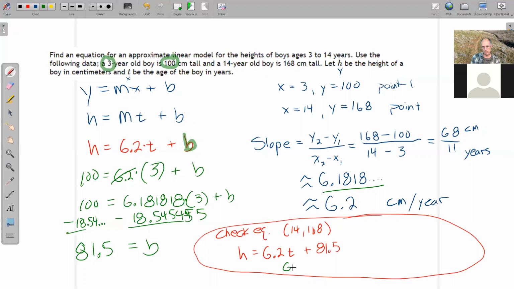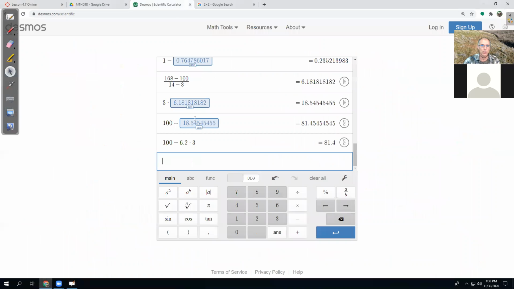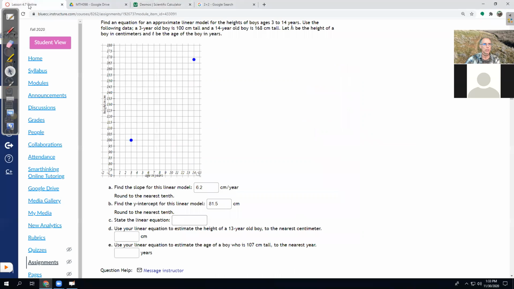So what happens when I take 6.2 times 14 and add 81.5? Hopefully it's about 168. Let's look. Calculator, 6.2 times 14 plus 81.5, 168.3. So I'm close enough because we have 2 bits of rounding error. We have a little rounding error going on with the slope and a little rounding error with the y-intercept that compounded to be 0.3 centimeters off of what it should have been. Best we can do.